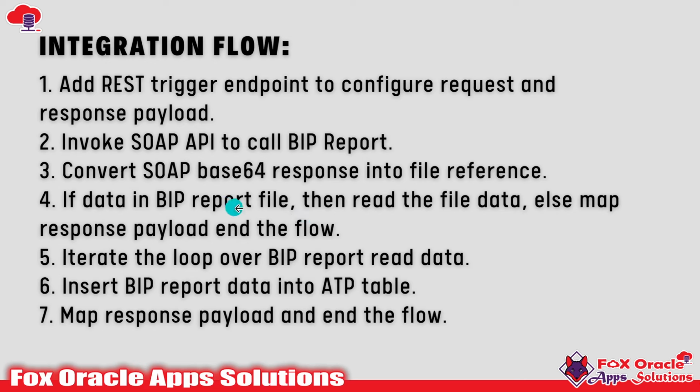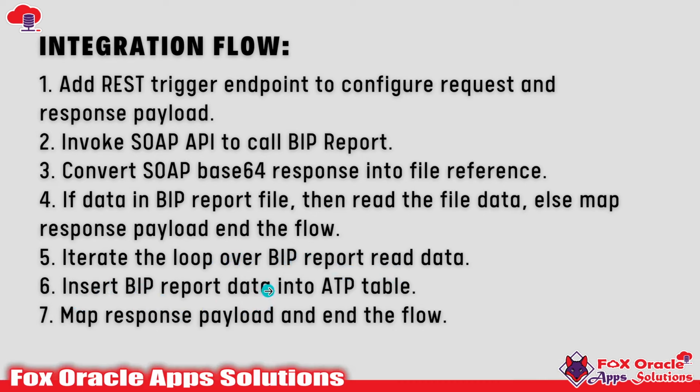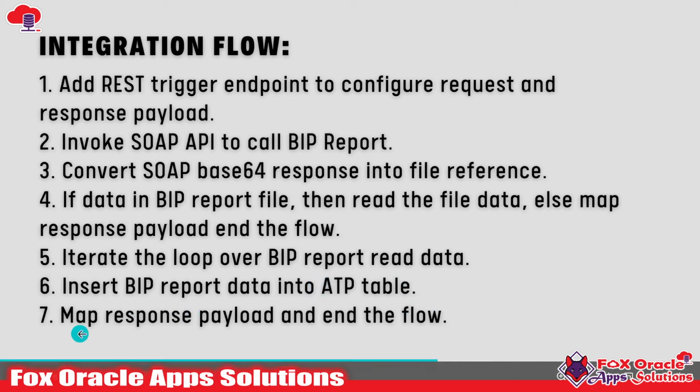And suppose we have data in the data file received from the BIP report, then we will iterate the loop over the records we have for the BIP by reading the data file. Once we have the data file, we read the file data, and we will iterate the loop, and inside the loop we will add the ATP connection endpoint to insert data into that ATP table. Once that is done, our loop iteration will be completed, and that will be the end of our integration. After that we will add the mapping as a response, so that the integration completed, inserted that many records, all that kind of things. And once the flow is complete, that's it.